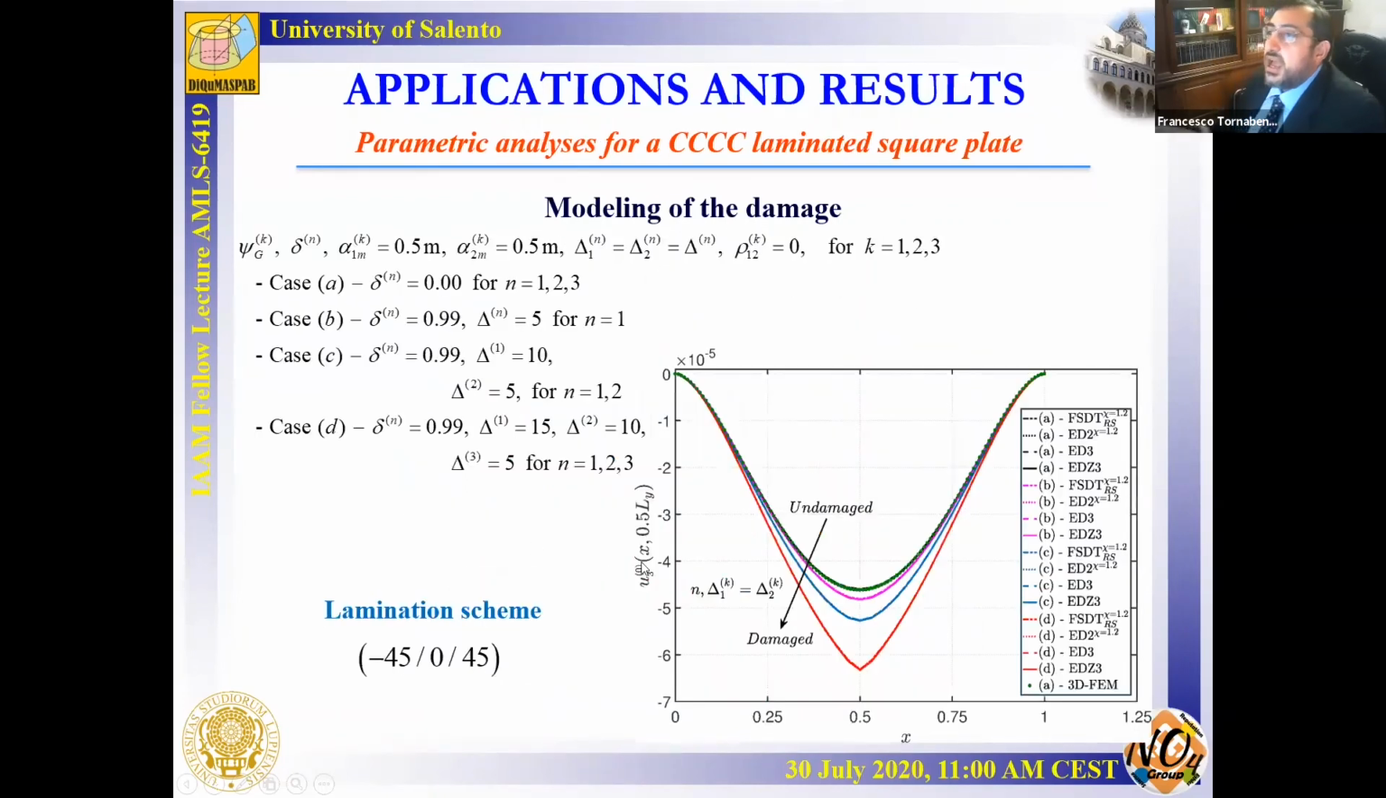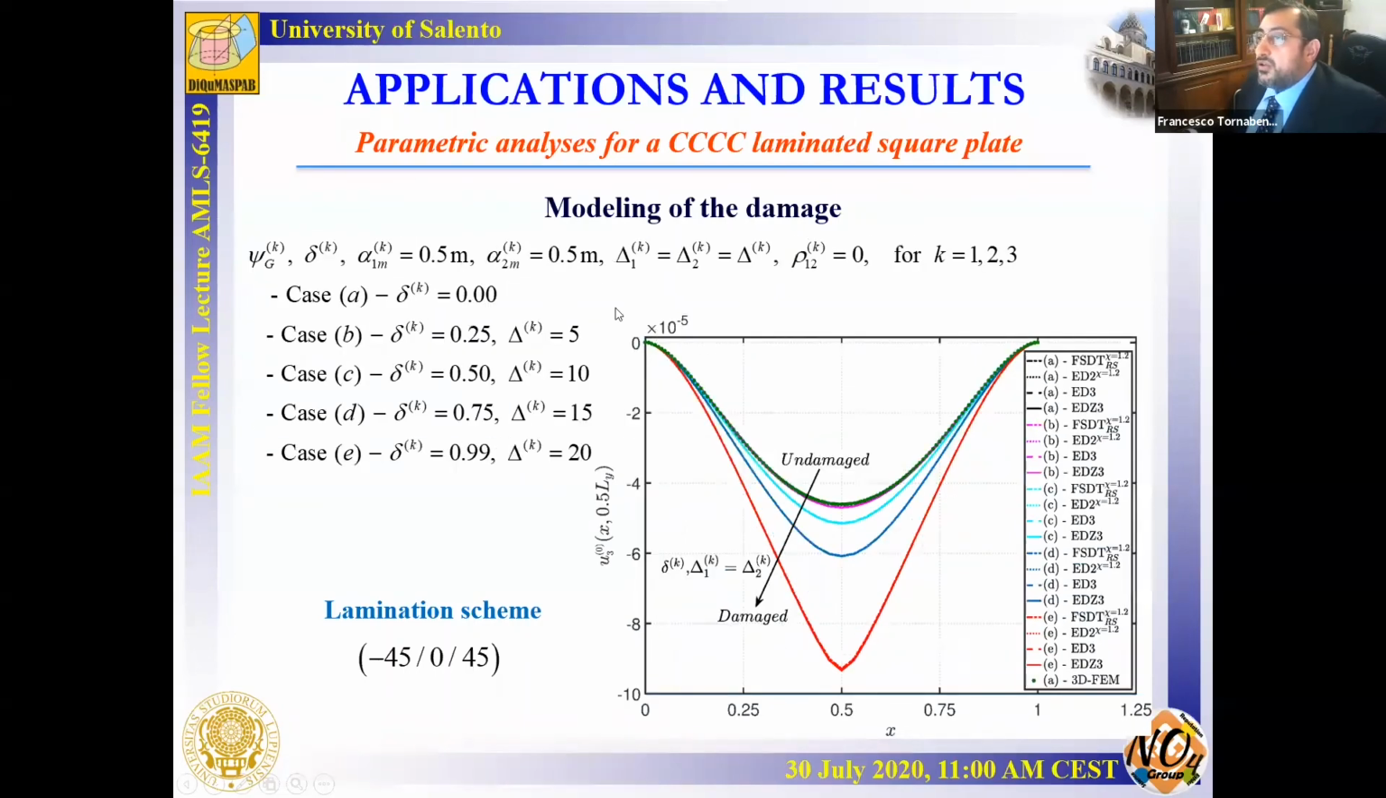And here I have increased the number of damaged layers. In this case we have the undamaged configuration, and here we increase the number of layers that present damage. Also, I have considered another parametric study where I have increased the area of the damage.